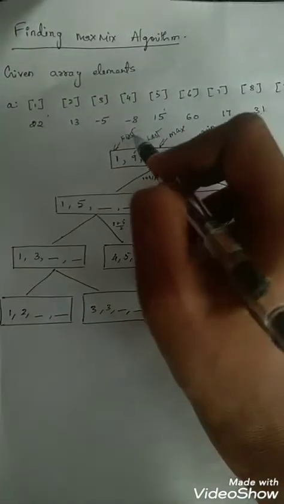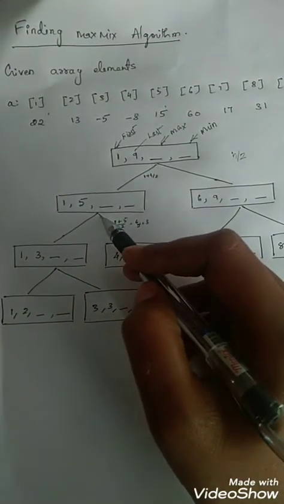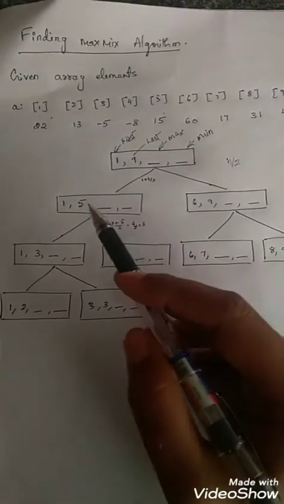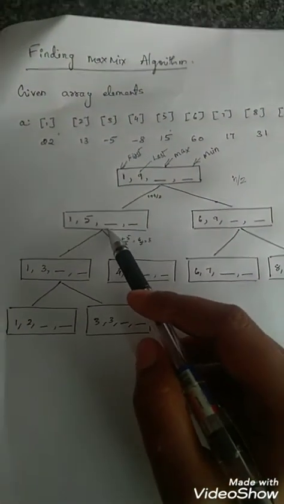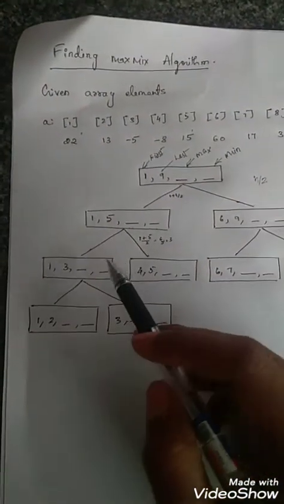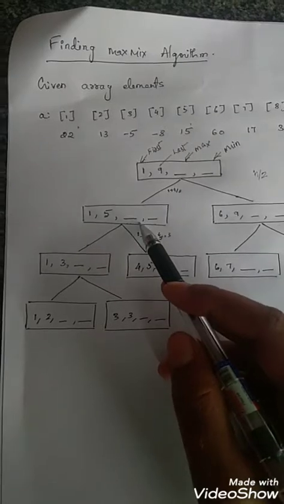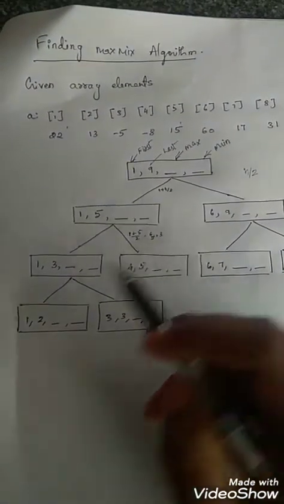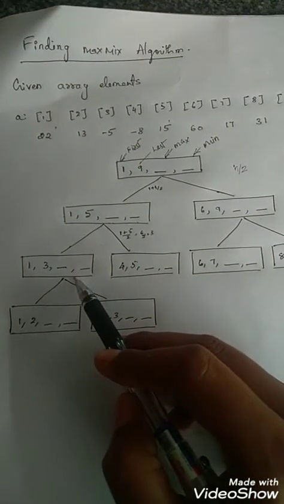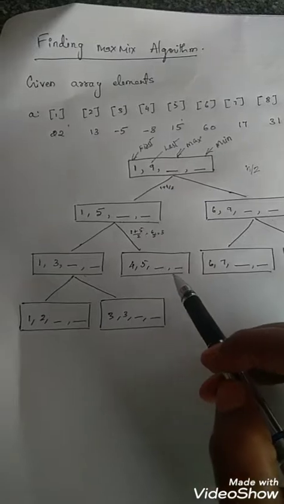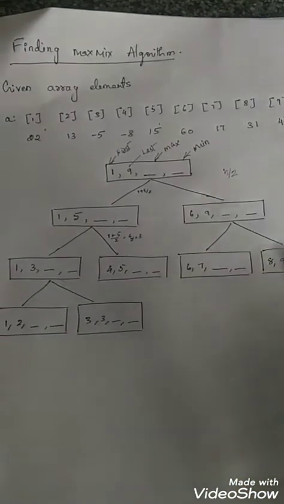So now I have 1 to 5. These elements fall into the left hand side of the tree and 6 to 9 falls onto the right hand side of the tree. Again there are more elements, so I don't know what is the maximum and minimum element even here. Then again I have to subdivide this array. So 1 plus 5 is 6, 6 by 2 is 3, so 1 2 3 will go to the left side of the sub array and 4 to 5 will go to the right hand side of the subarray. In the same way the other side also.